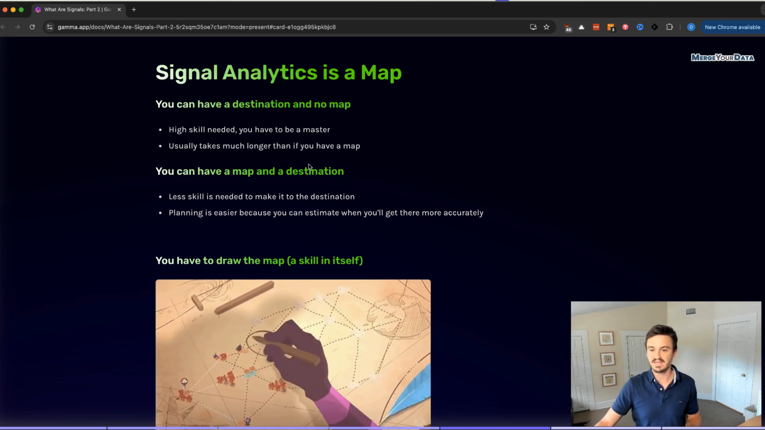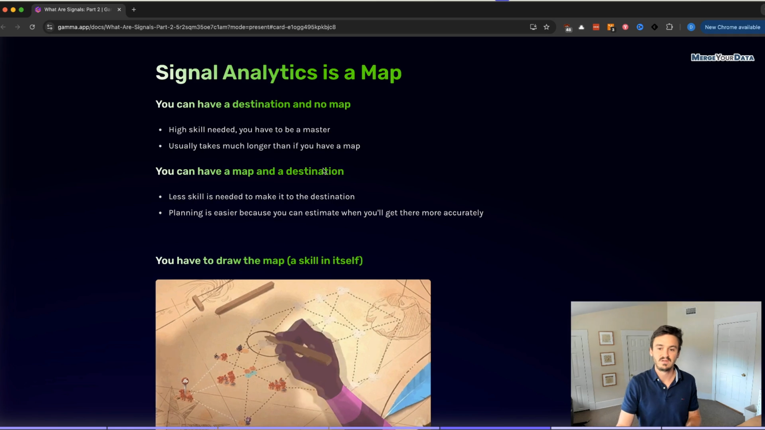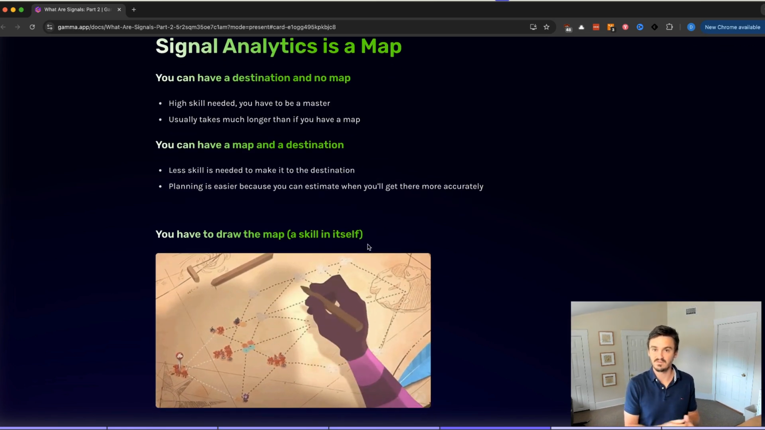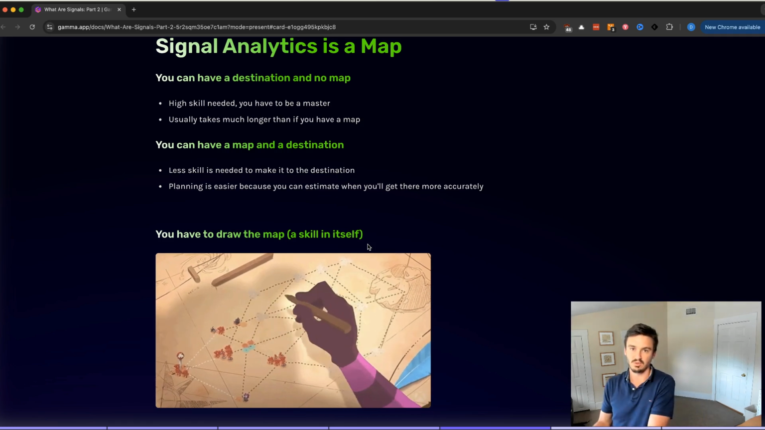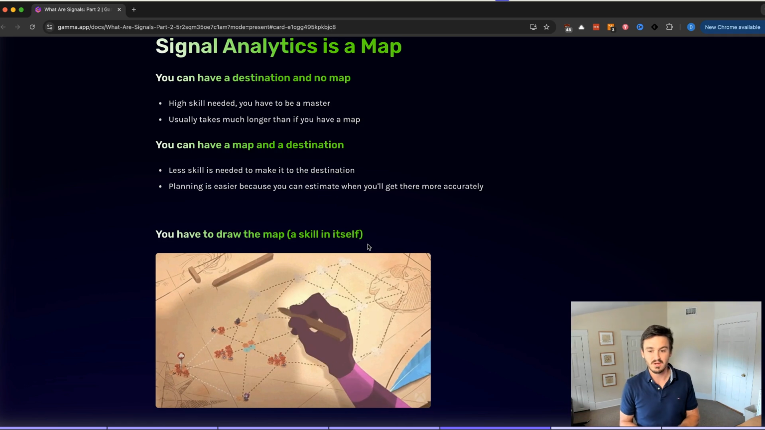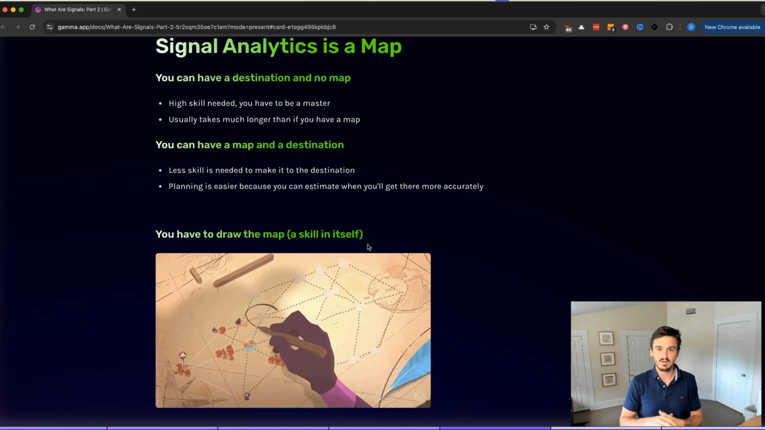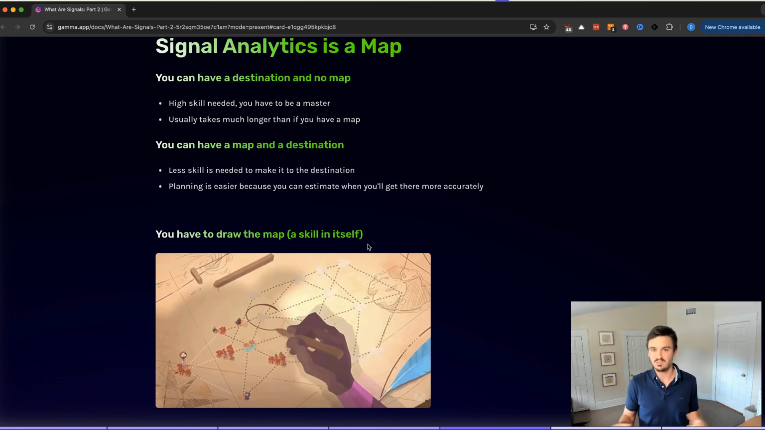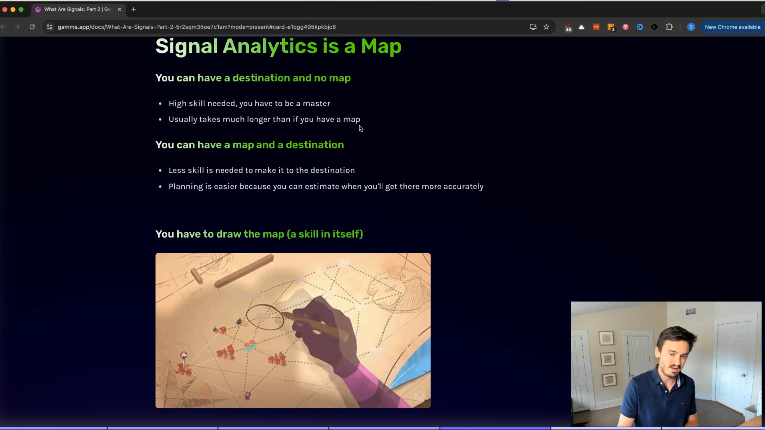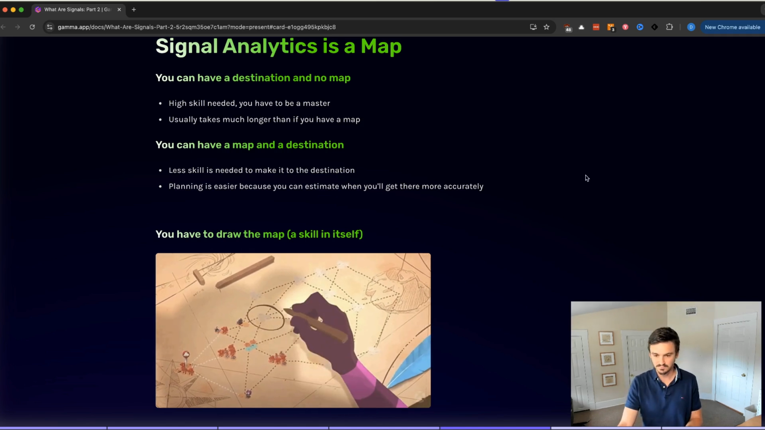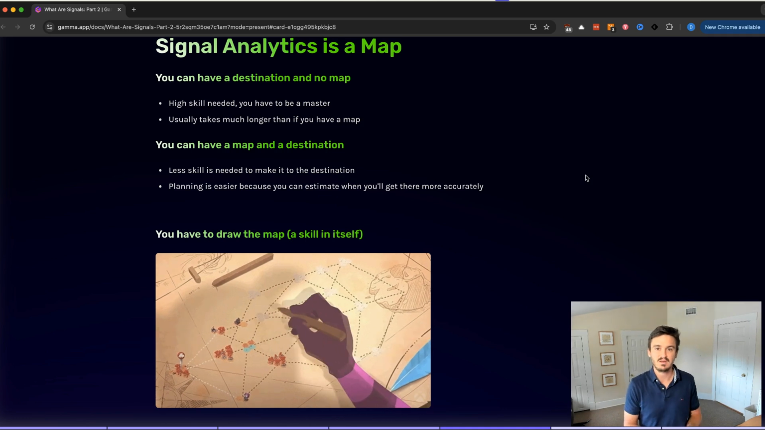And so signal analytics is a map, but the catch is you have to draw the map, which is a skill. And that's okay, because if you've been working in marketing or sales or revenue, if you've been in a leadership position for a while, a lot of these things you've dealt with before. It just might not have been pieced together in as wholesome of a map as you would want. And so signal analytics is one of the map types that you can use from point A to point B with relatively high confidence of when you're going to get there, how you're going to get there, and what adjustments need to be made along the way.